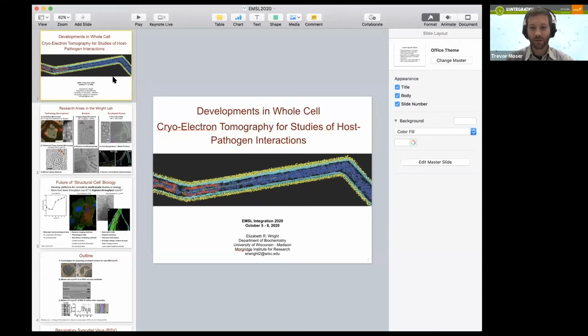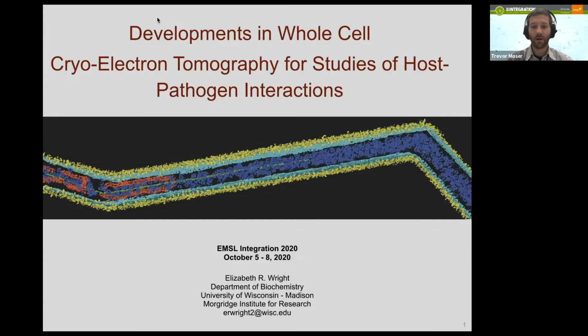Elizabeth, if you'd like to start sharing your screen, I can go ahead and introduce you. So our first speaker is Dr. Elizabeth Wright. She is a professor at the University of Wisconsin-Madison College of Agricultural and Life Sciences. Dr. Wright's research uses cryo-EM to aid in the development of novel antimicrobials, therapeutics, and vaccines. Her talk this morning will cover recent developments in whole cell cryoelectron tomography.